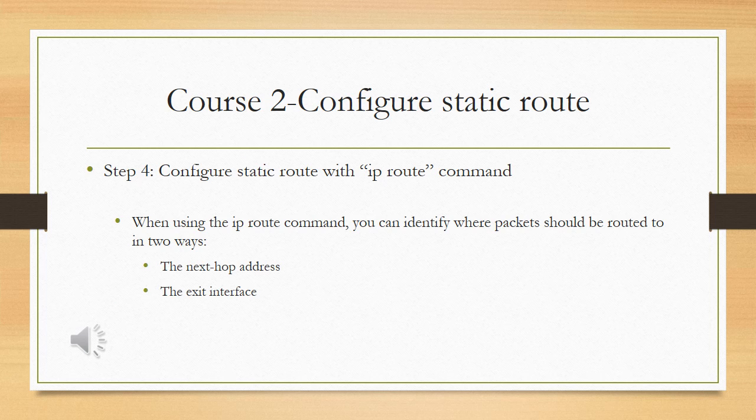Now we're going to configure the static route on the routers in order to make the 2 PCs on different networks connectable. There are 2 ways to tell the router how to route the packet: with the next hop address or the exit interface on the same router.